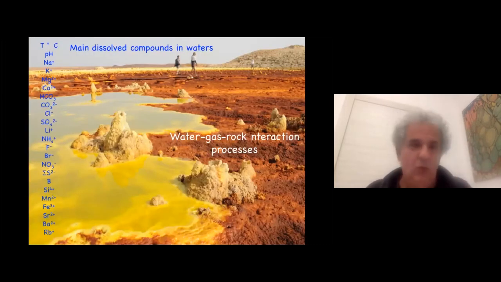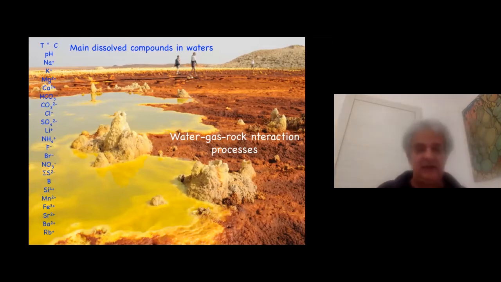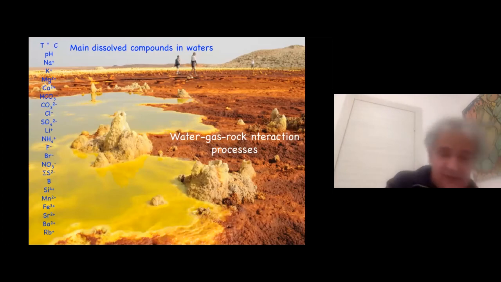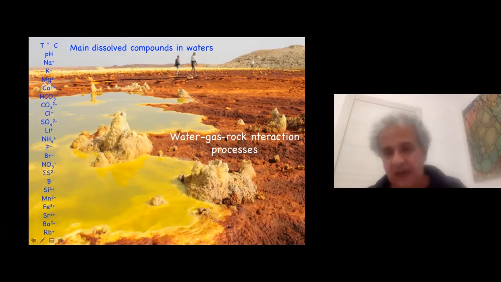And inside the water, you have tons of different compounds, from the major, main, and trace elements. And even in this case, as we have seen before for the gas phases, it's clear that these compounds, these ions, cannot be derived from a single source. So even in this case, we may have water, gas, rock interaction processes that basically result in the chemical and isotopic composition that you collect at the surface.